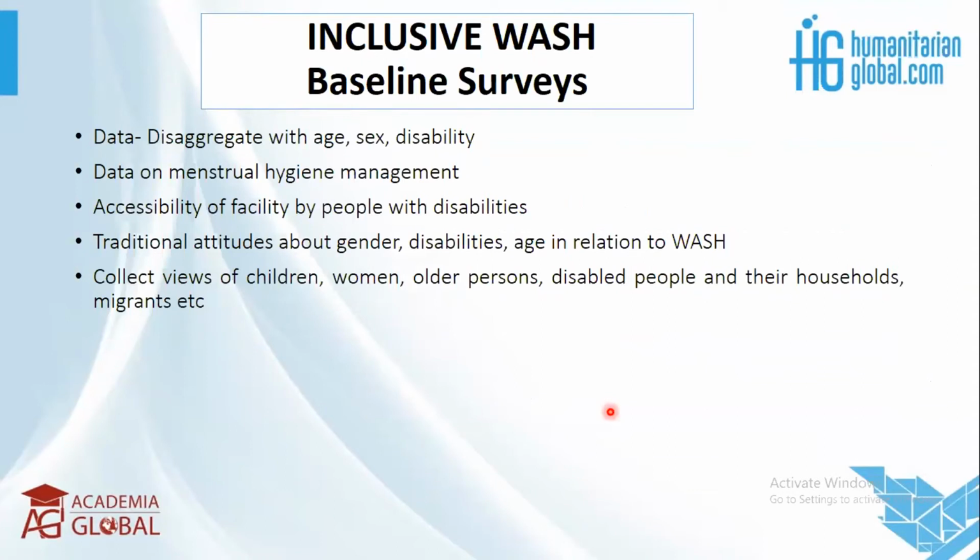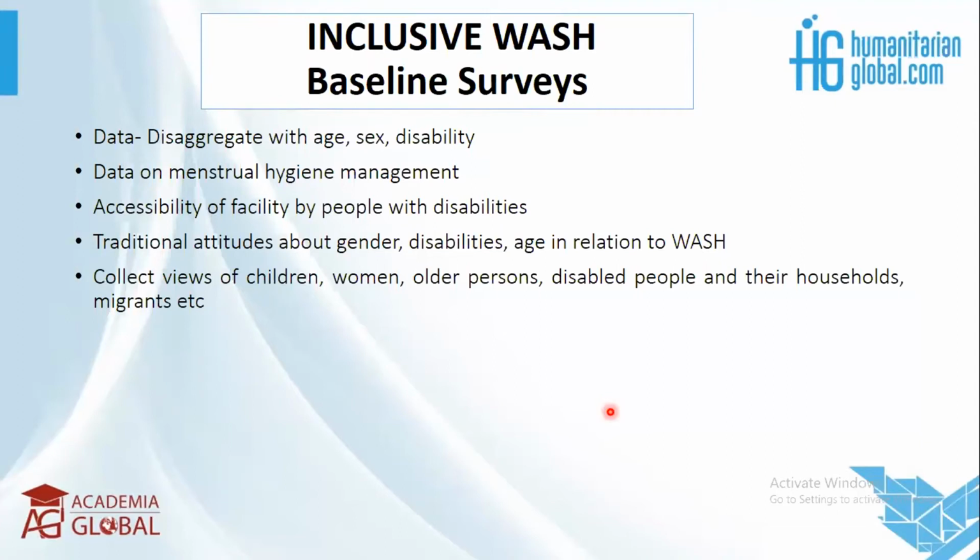Okay, so in terms of programs, I'm just giving you now the actual practice when you're doing a program, for example, in terms of inclusivity. When you're doing a baseline survey, we usually collect data. One way of ensuring inclusivity is that when you're looking at data, you need to disaggregate data by age, by sex, by disability. So you need to bring all those factors or indicators in.